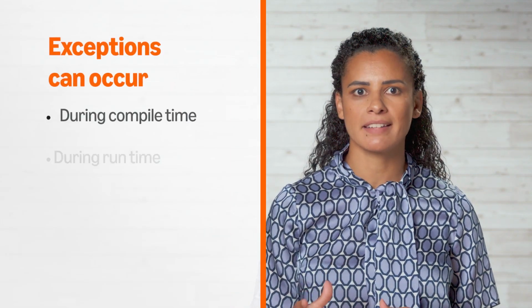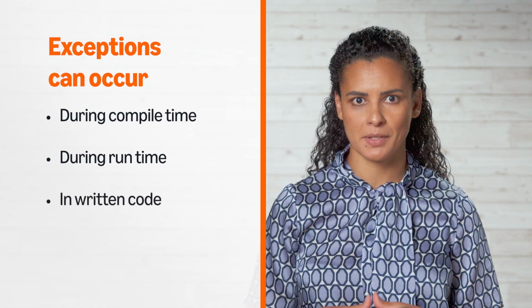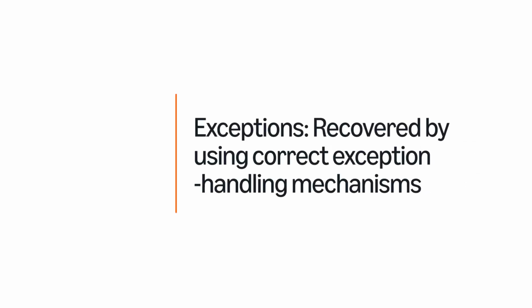You have already discovered that an exception in Java is an event or an abnormal condition that could occur during the execution of a program. It interrupts the normal flow of executing program instructions. Exceptions can happen during compile time and runtime. They can also occur in code written by developers. What is important to remember is that exceptions are conditions that can be recovered by using correct exception handling mechanisms.